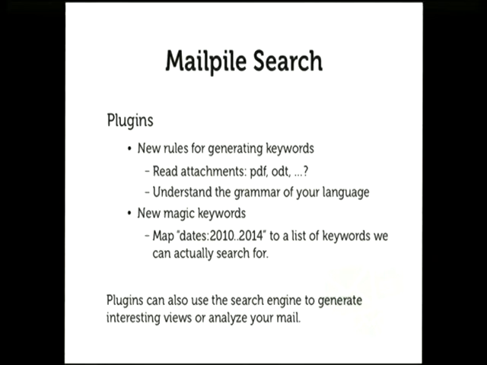We have plugins, as I mentioned before. This allows you to make new rules for how to generate keywords. I'm really hoping someone will write a plugin to parse PDF files and extract the text so I can search for those as well. Someone could write a plugin that understands the grammar of their language or that understands their particular field of specialization, something that parses.